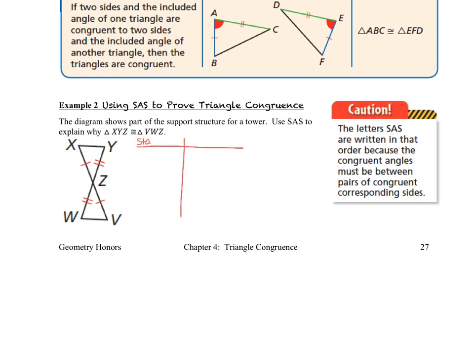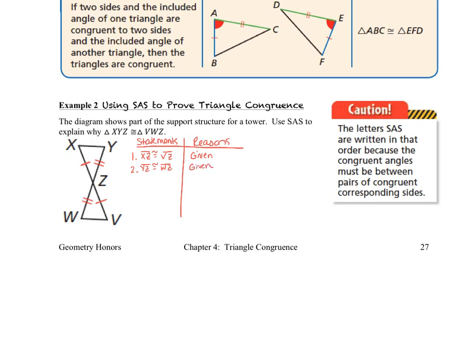Usually for our proof we have statements and reasons. So the first thing that we already know is that side XZ is congruent to side VZ. It's shown by that red congruent tick mark. That was given. Another thing that we know is YZ is congruent to WZ. That was given. So I have a side and a side.